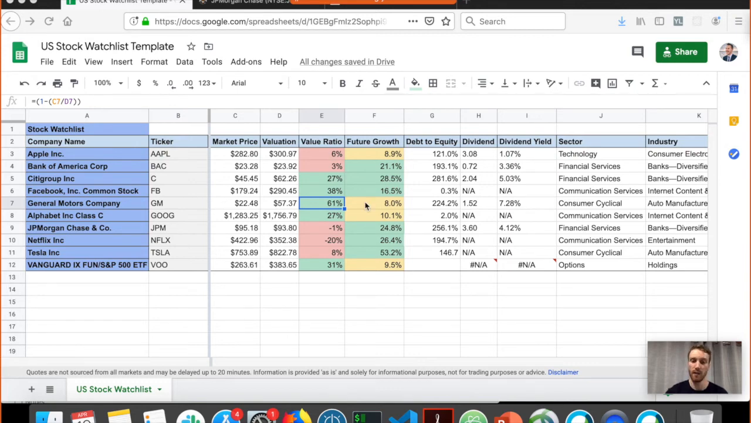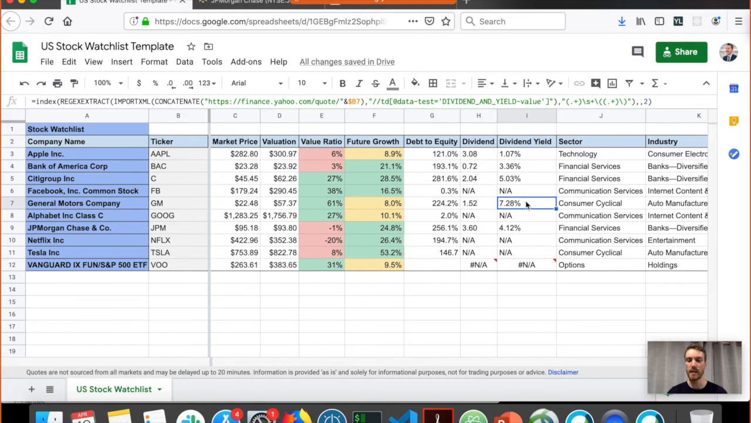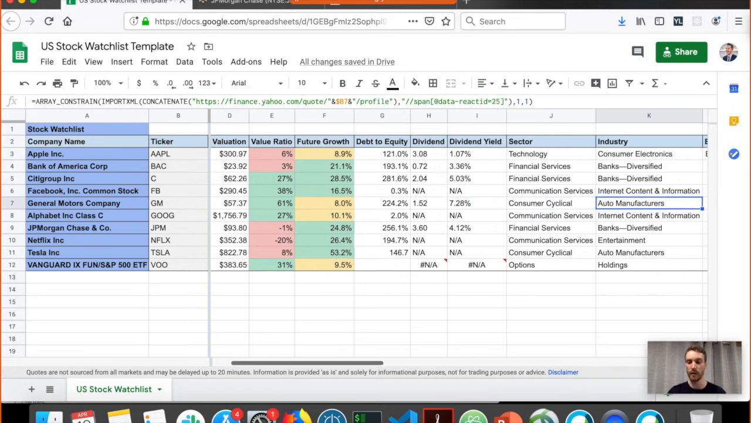That's quite massive. Next, we want to look at the future growth, 8%. So that's looking at the next 1 to 3 years, growing 8%. That's significant. Next, we look at the debt to equity ratio, and we've got over 200% debt to equity. So we really want to understand, is this large or appropriate for the industry? Next, we look at the dividend, which is actually 7.28%, considered quite a good return per annum. And we know that this company is an auto manufacturer.